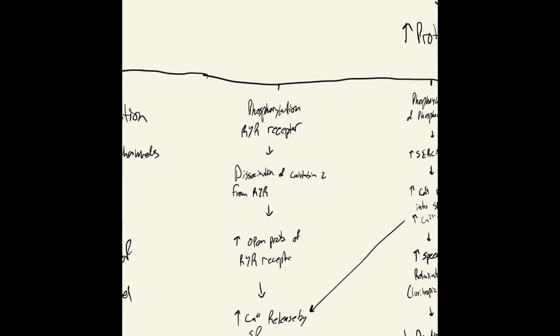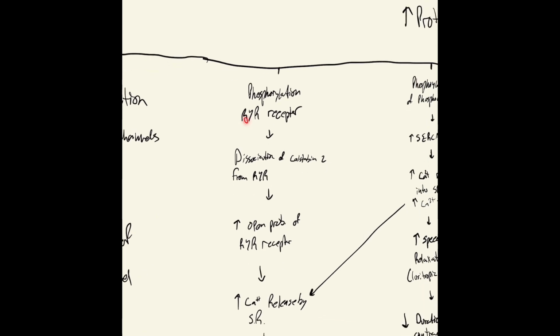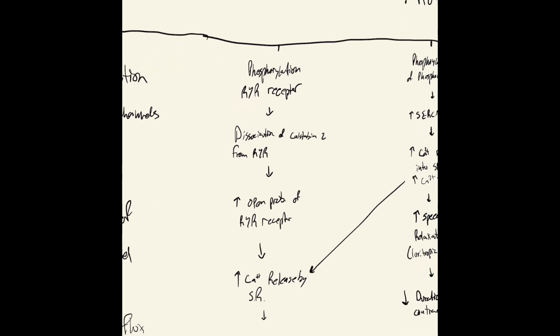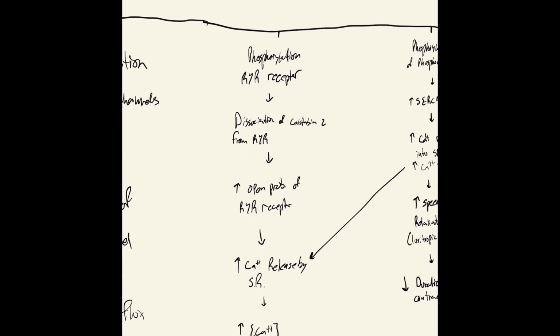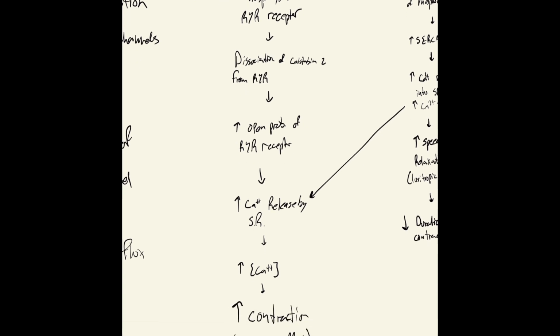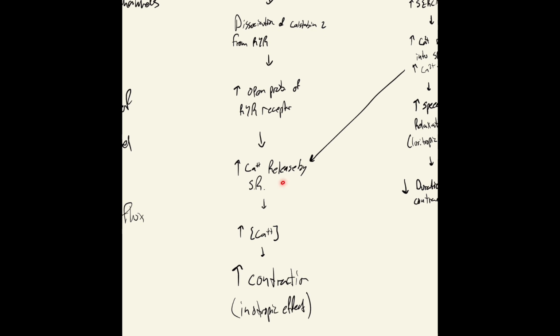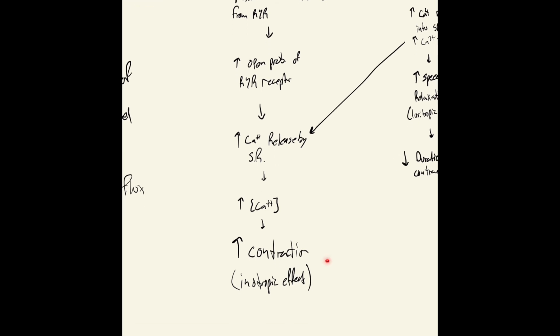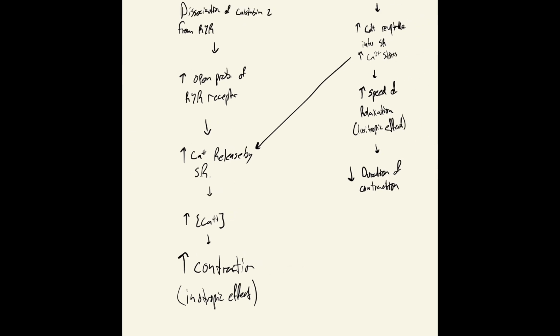If we come back up here and we phosphorylate the ryanodine receptor, it will dissociate the calstabin 2 from the RYR, which then increases the open probability of the RYR receptor, where we meet up again for the same thing: it increases the release of calcium from the SR, increases the concentration, and that will cause an inotropic effect, which is contraction of the heart muscle.